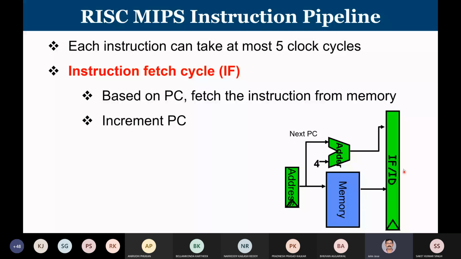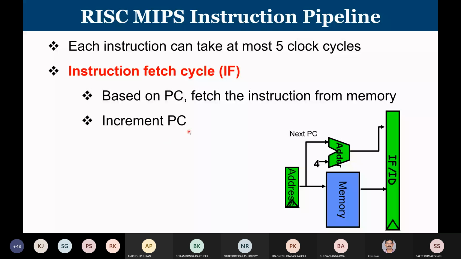So these contents will reach the IFID register. So why the name IFID? Because it is interfacing between the IF stage on the left side and the ID stage on the right side. That's why the name is known as IFID. And then you have to increment PC. What does PC hold? It holds the address of the next instruction to be fetched.